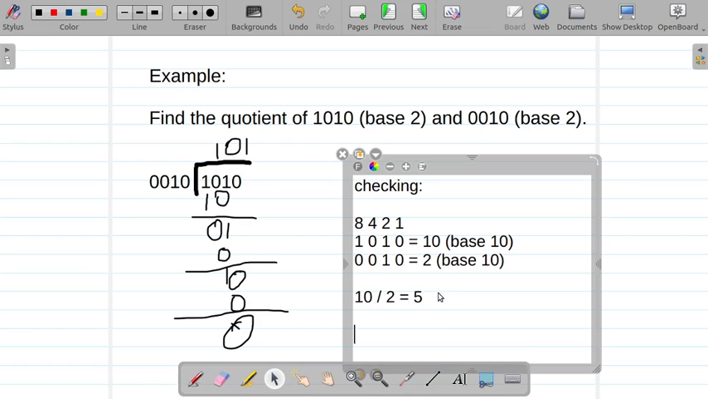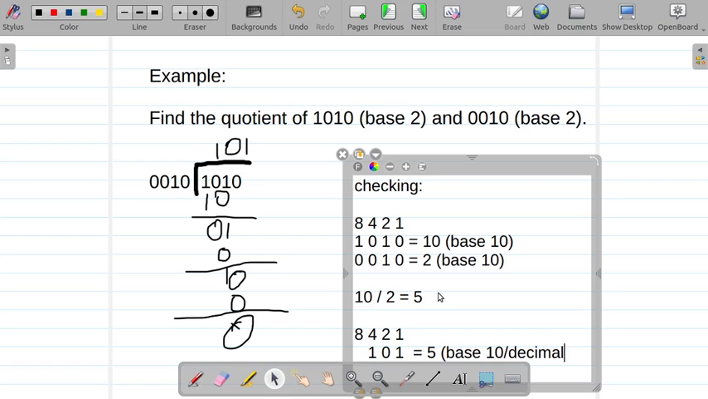So check na to ang 8421, 101 is 4 plus 1 is 5 in base 10 or decimal. So, it means correct ang kani siya nga 1010 ang answer. I mean 101 ang answer.